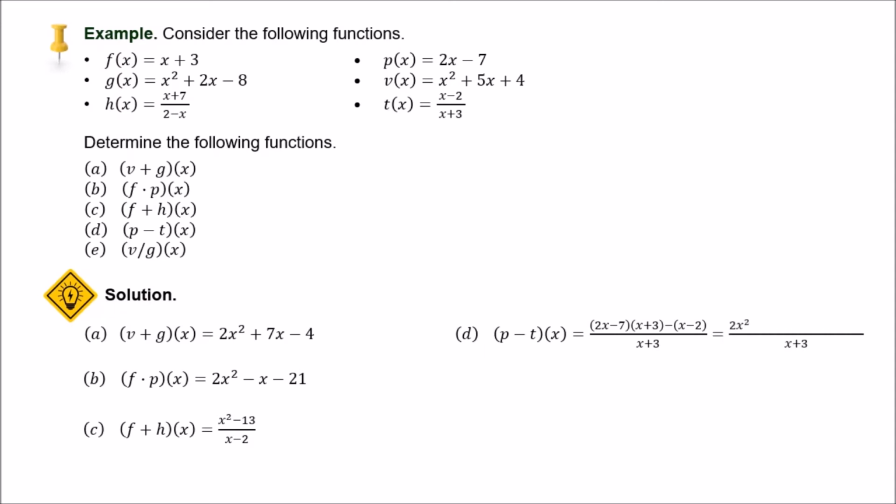2x times x is 2x squared. 2x times 3 is 6x. Negative 7 times x is negative 7x. Negative 7 times 3 is negative 21. Minus negative 1 times x is negative x. And negative 1 times negative 2 is positive 2.